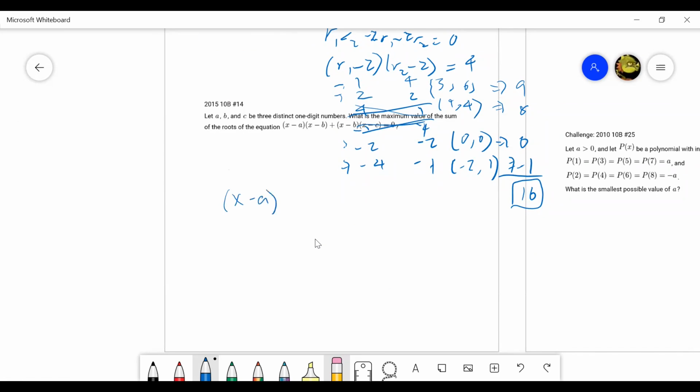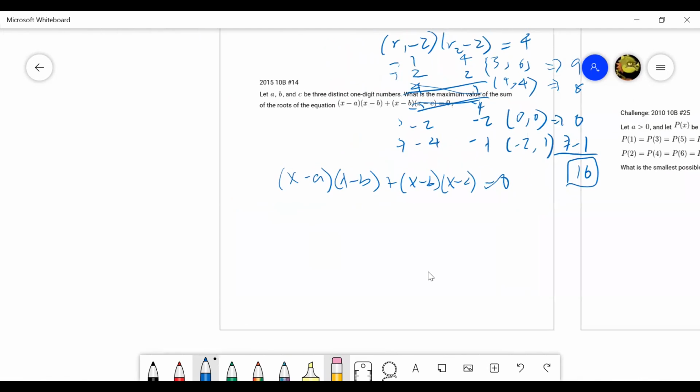And I really just put this on here because it's a simple problem. All it asks for is Vieta's formulas. We know that this is going to be a quadratic equation, so the sum of the roots is just the negative of the coefficient of the x term. From the first product, that coefficient is negative (A plus B), and from the second it is negative (B plus C).